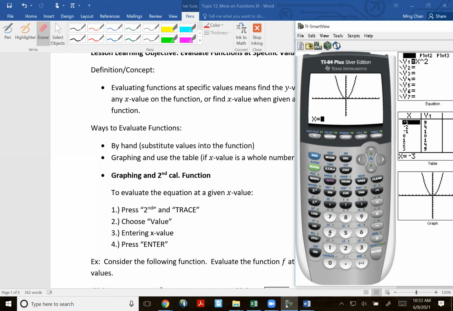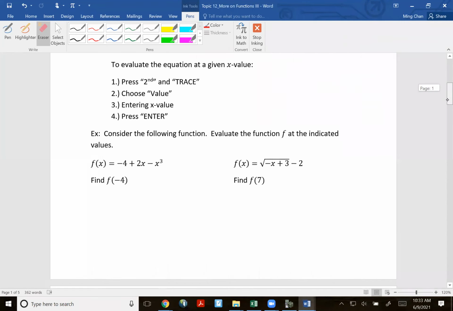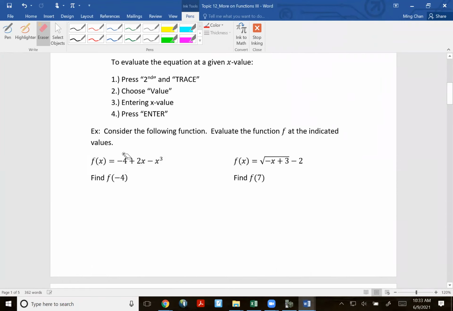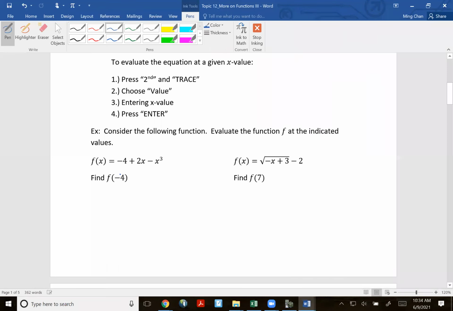Real quick, tell me what the answer is. Let's give that a try. I'm going to do this one by hand, then I'm going to put it in the calculator too, by graphing it. All right, let's find f of -4. That means I'm substituting -4 for x, for every x that I see. It'll be there and there.